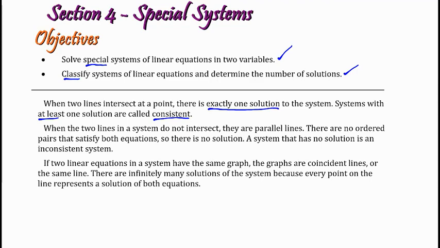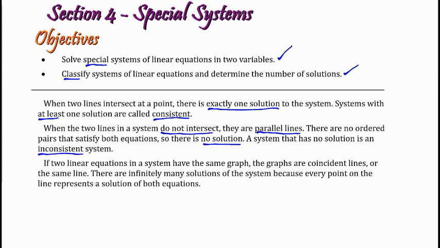When the two lines in a system do not intersect, we call those parallel lines, and there are no ordered pairs that satisfy both equations. So we say that this type of system has no solution. A system that has no solution is an inconsistent system.